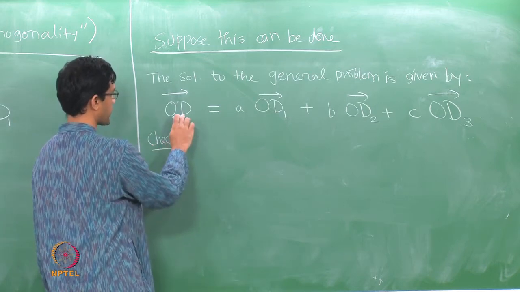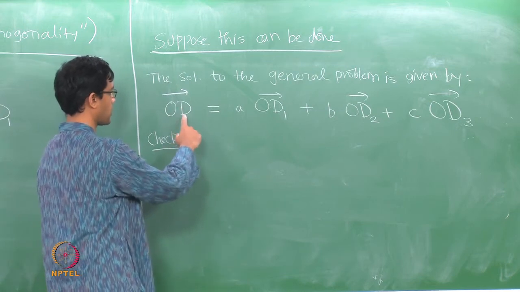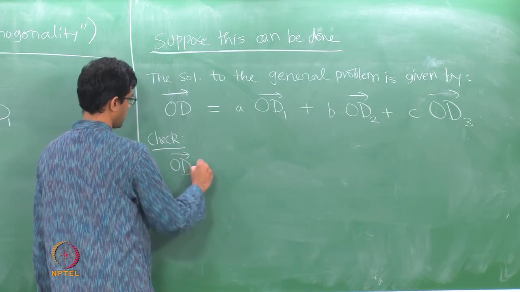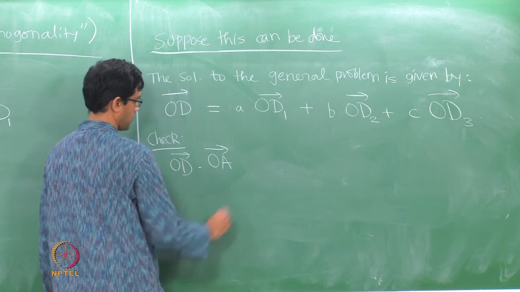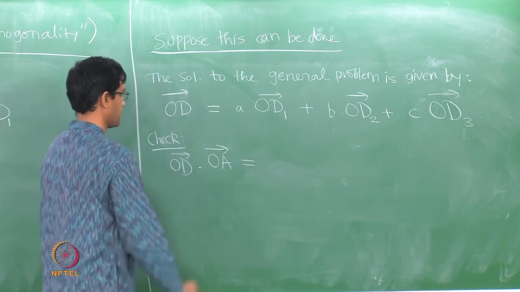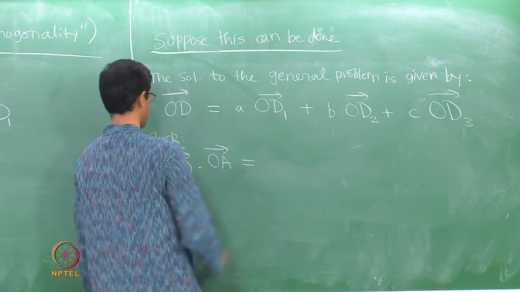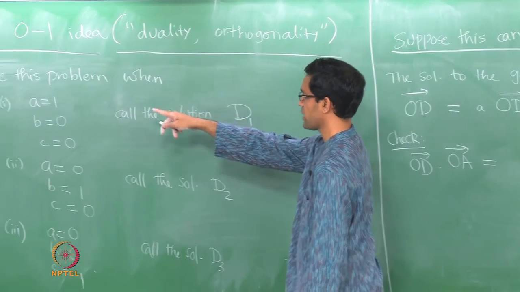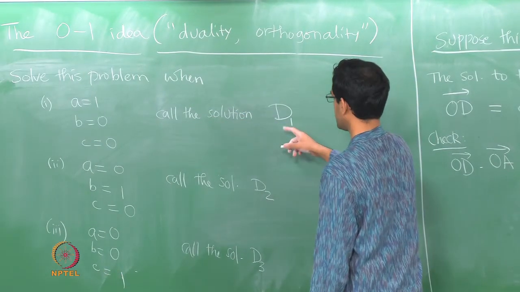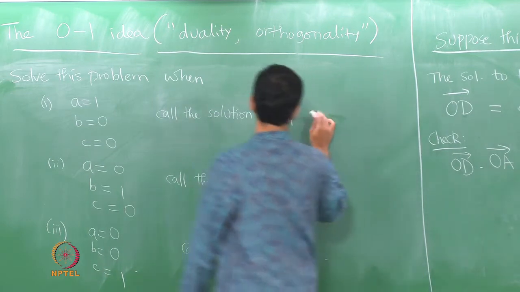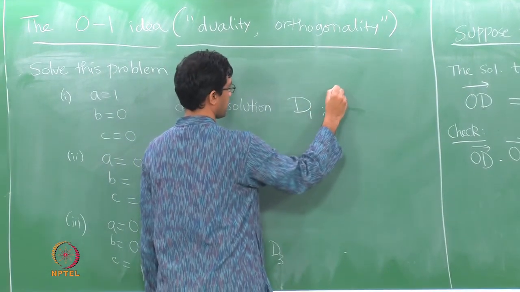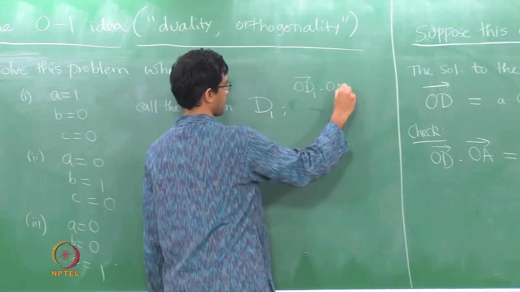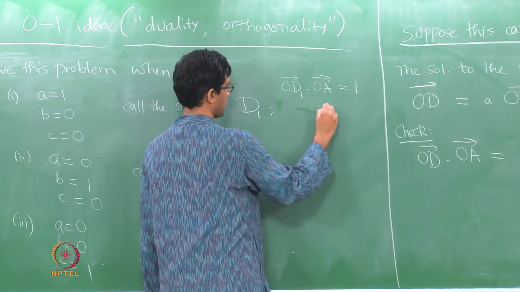So what do we need this point D to satisfy? It needs to have prescribed dot products with OA, OB and OC. So let us compute what is OD dot product with OA. Let us see whether this answer is exactly A. So observe what is the property of D1. D1 I said is a solution to the problem when A equals 1, B equals 0, C equals 0. Okay. So what does this mean? By saying that the solution is D1, it means that D1 has the following property: the position vector OD1 has dot product 1 with OA and 0 with the other two fellows.